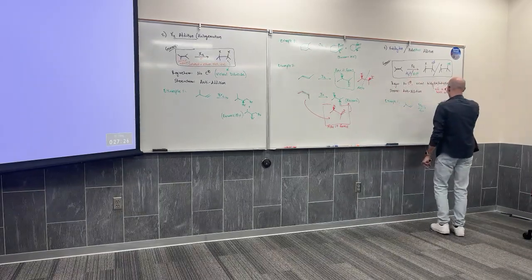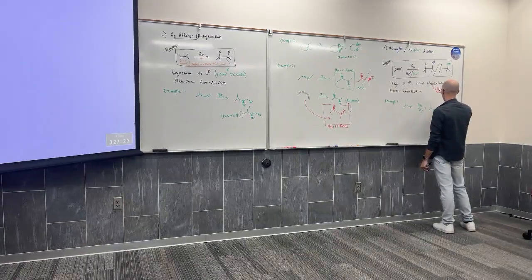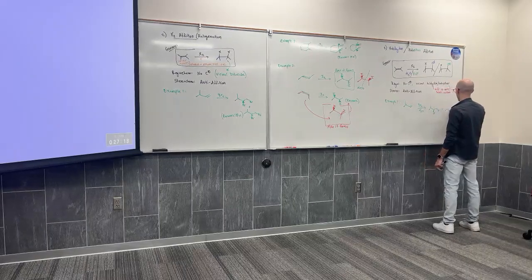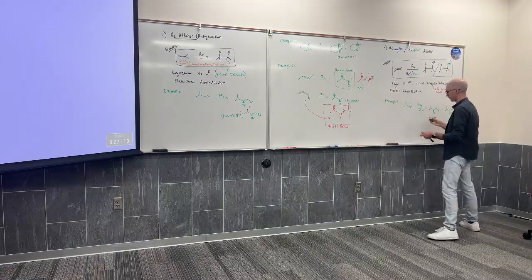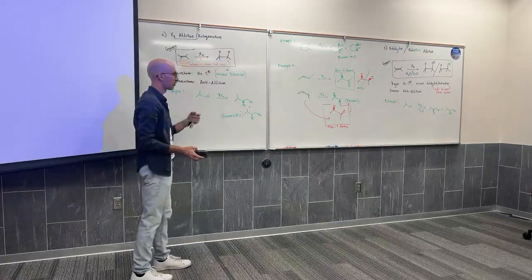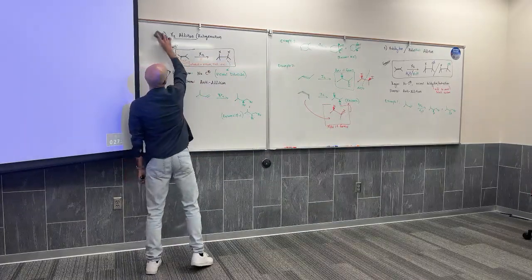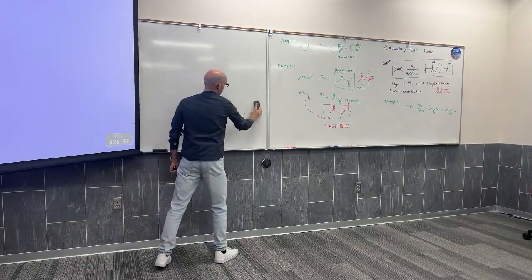So let's take my favorite, 3-methyl-2-butene, and let's react it with water and bromine. We notice one component, the regiochemistry, we can see that the solvent has added to the more substituted carbon.